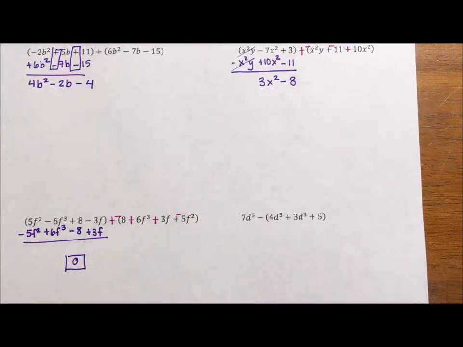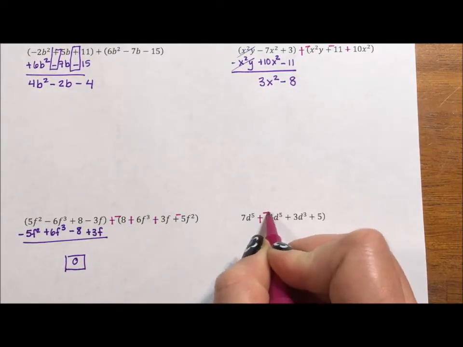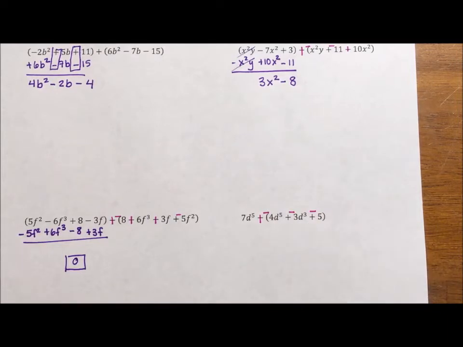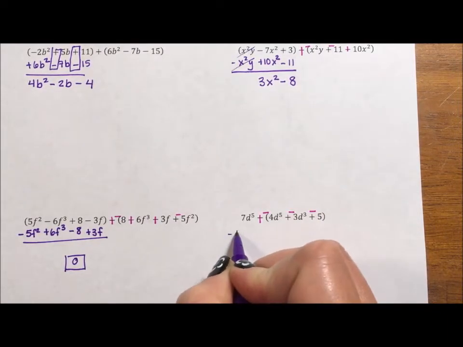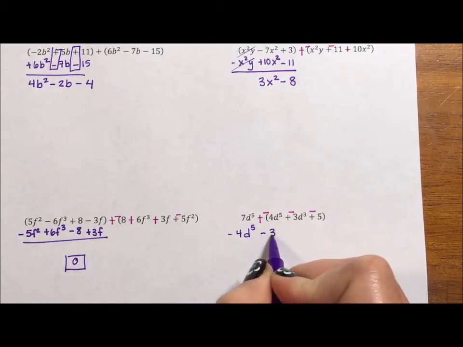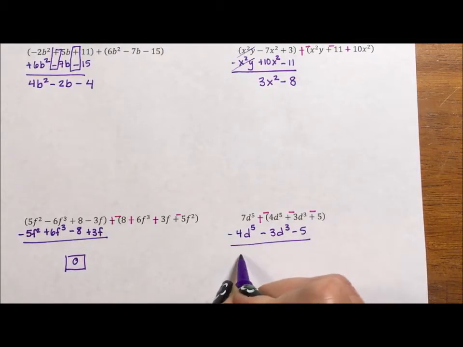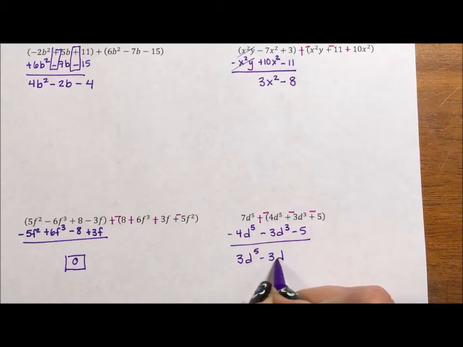For my last example, again, I have a negative that I'm going to distribute through, plus, negative, negative, negative. Okay, now I'm going to stack my like terms. I have a negative 4d to the 5th that lines up under the 7, and then a negative 3d cubed and a minus 5, and when I add down, I'm going to end up with 3d to the 5th minus 3d cubed minus 5.